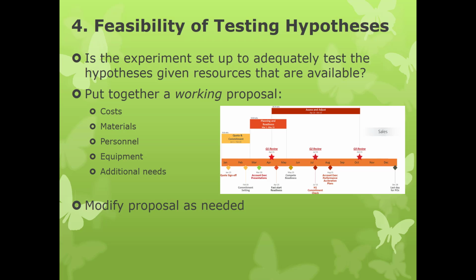The way to do this is to put together a working proposal. And I italicize the word working here with the thought process that this proposal can change and morph as you get more ideas and more information. This can be a place for you to get all of your costs and your materials, how many people it's going to take to carry out the project, what equipment you're going to need, and any other additional needs in one document. And that document, again, is a working document, so it can be modified as needed.